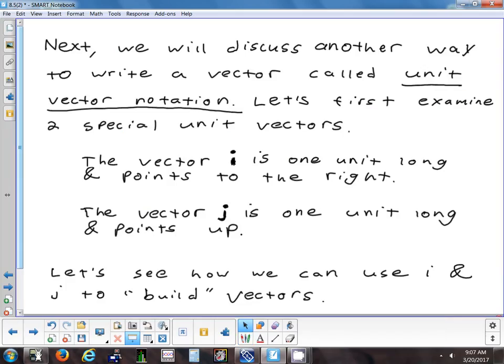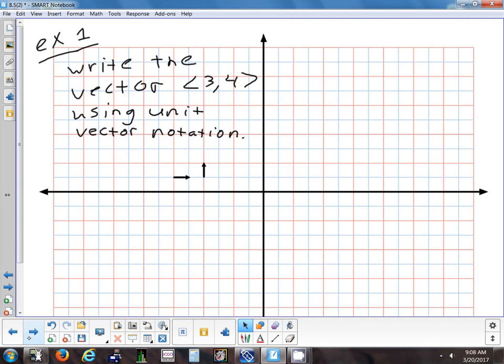Okay, so what I'm going to do is give you a vector that's in the form that we used last time, and I want to see if we can build that vector out of i's and j's by stacking them together. So I've got the vector 3, 4. Just to make sure we're clear, Brad, what's the horizontal component of the vector 3, 4? 4. No, that's the vertical component. Yeah, the 3. So the 3 is the horizontal, the 4 is the vertical.